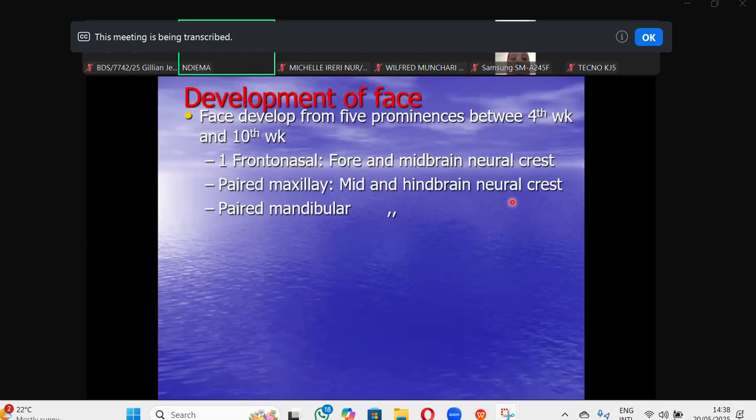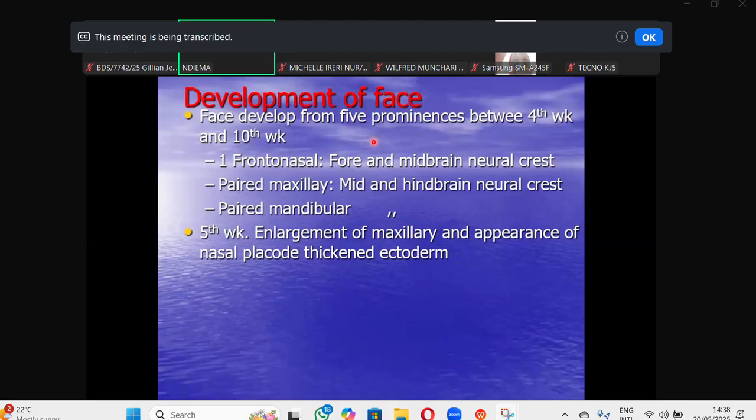So this is just a summary of what we have talked about. Usually the development is from the 4th week to the 10th week. That's when the face develops from one frontonasal prominence, 2 paired maxillary prominences, and 1 paired mandibular prominences. And the origin of the neural crest cells is from the midgut and hindgut, and then origin from the foregut and midgut, in this particular case.